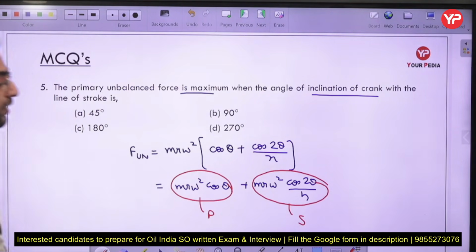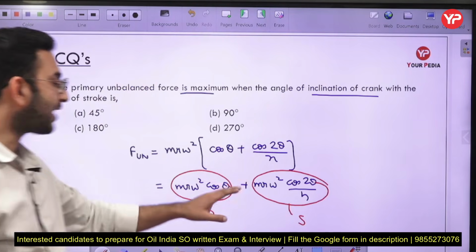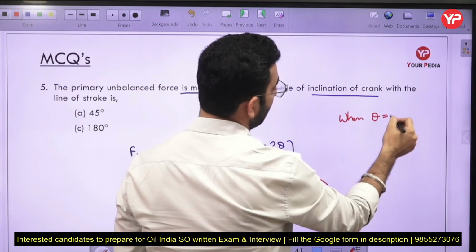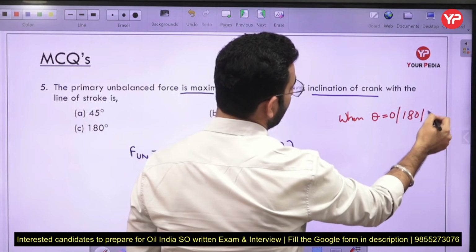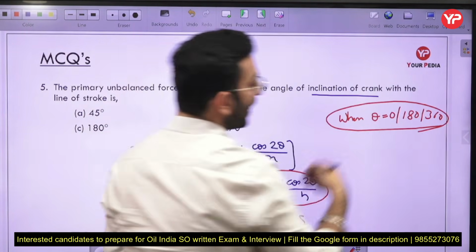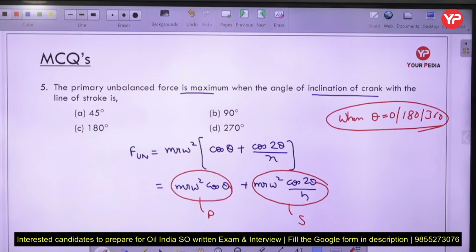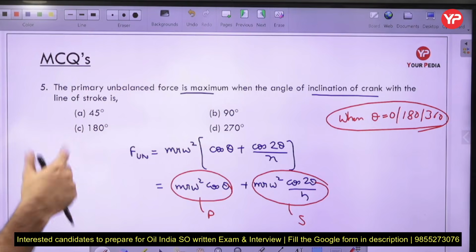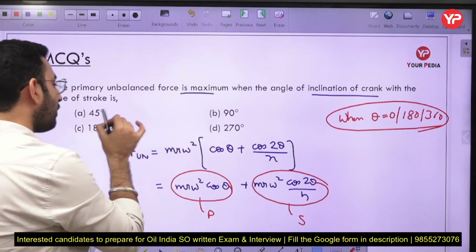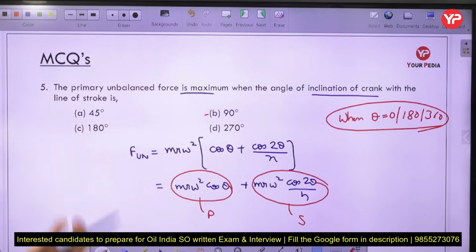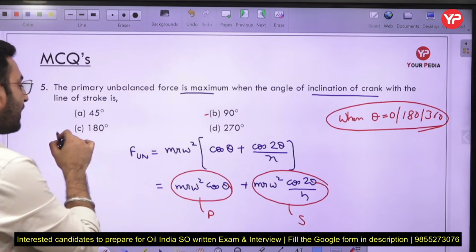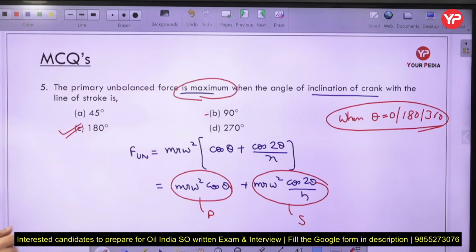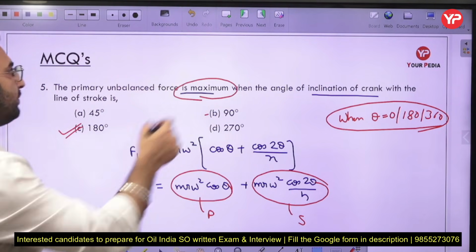So now you can see the value of the primary force is going to be maximum when the angle theta is equal to 0 degree or either 180 degree, or either 360 degree. So at this angle the value of the primary unbalanced force is going to be maximum, and all the other remaining angles are going to have some different values. Corresponding to 90 degree we are having zero unbalanced force here, and so on. So I can say the option number C is going to be the correct one, because at this angle only we are having a maximum primary unbalanced force here.